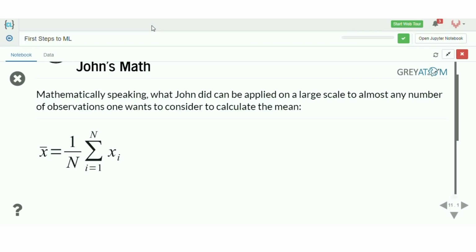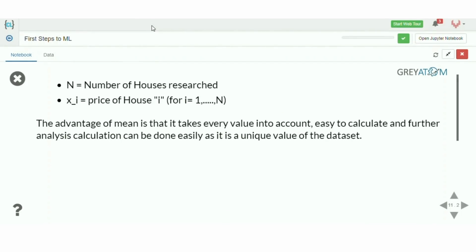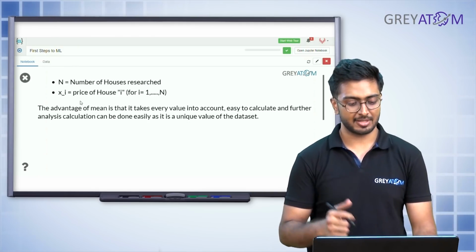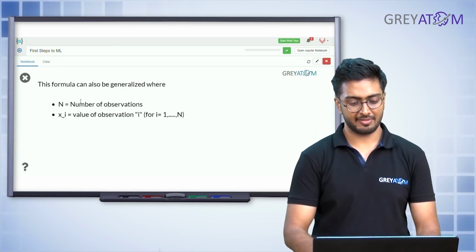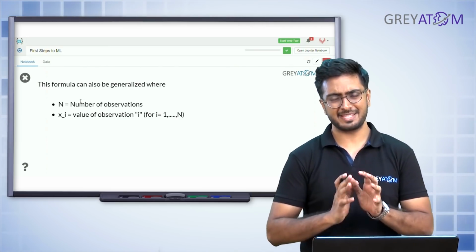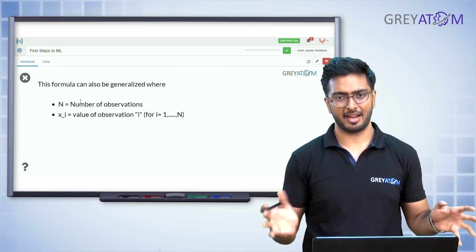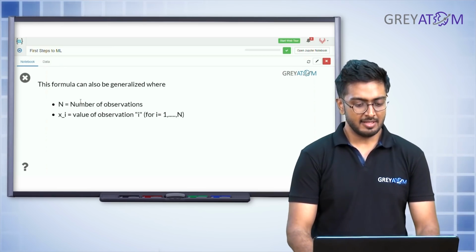So now that you know what the mean is, n is the number of houses that is researched, and x is the price of each house. The advantage of mean is that it takes every value into account, it's easy to calculate, and further analysis can be done easily as it is a unique value of a data set. So the basic point being, it's easy to calculate and easy to interpret.